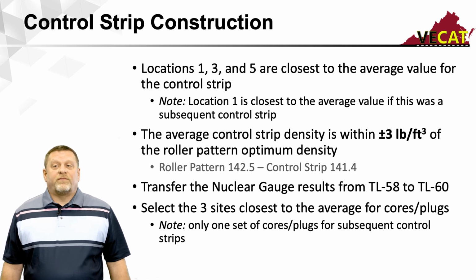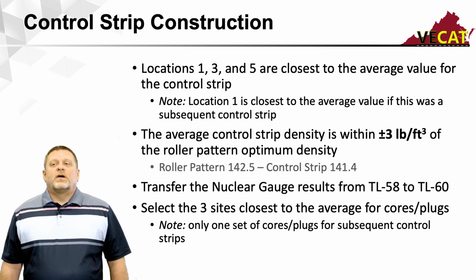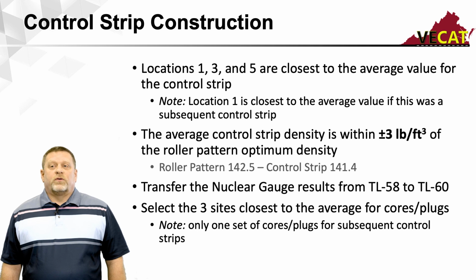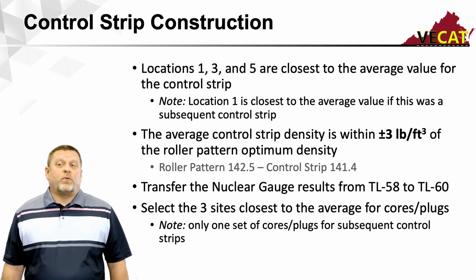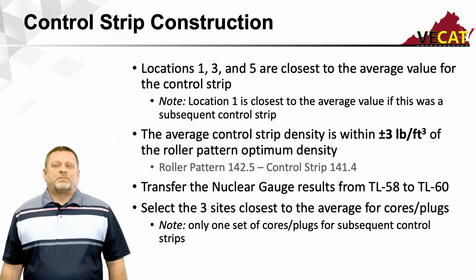But once we determine our average, it's important that we compare that average, and we just do this visually, with what we got from the roller pattern. For the roller pattern represented with this control strip, we had a density of 142.5. This control strip gave us a 141.4. It basically just gives you a comfort that everything's going well, that you check this, that it be within 3 pounds of the roller pattern. And in this case it is. So we feel fairly confident that this control strip went well, everything's represented well, and we should receive passing density once we complete our testing.